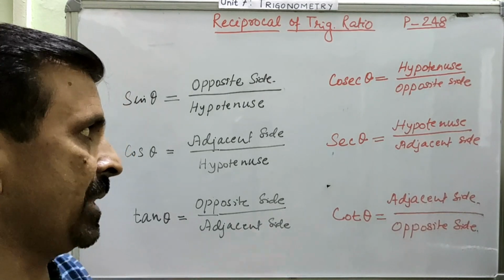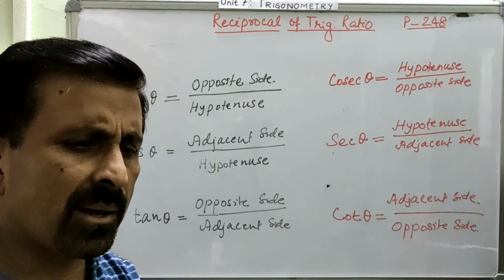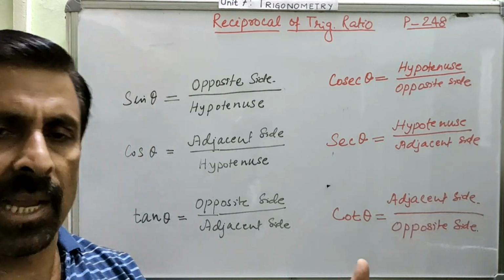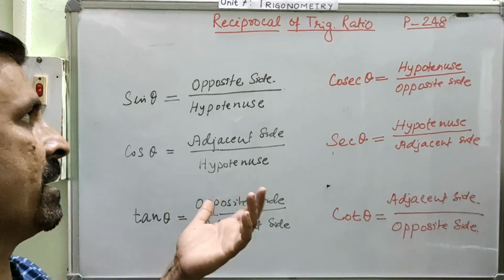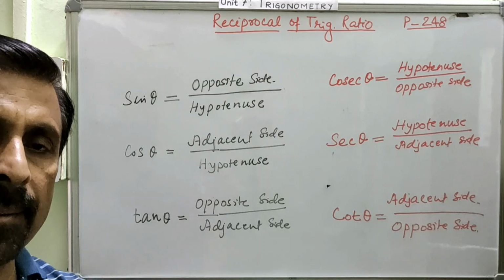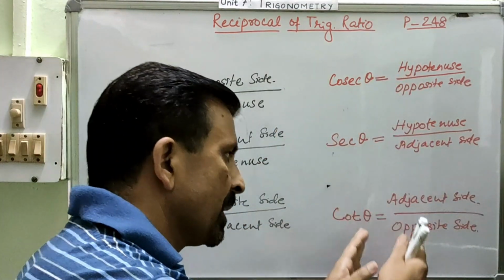Now, the beauty of this exercise is, if you have understood the previous exercise, then this exercise is just a repetition of the same thing. What you have done in the previous exercise for the trigonometrical ratios, now those same things you have to do for the reciprocal.